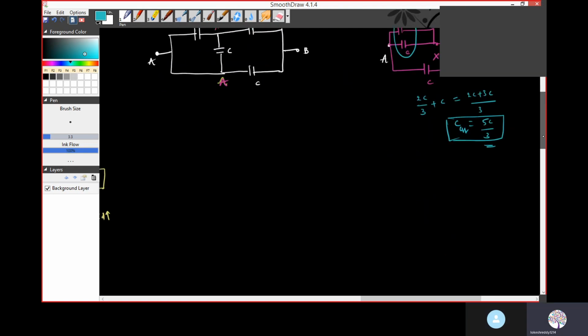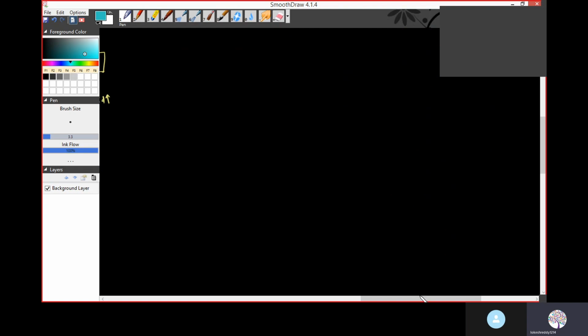Now there is another circuit which is called Wheatstone bridge based circuit. Let's see what a Wheatstone bridge based circuit is. A Wheatstone bridge based circuit is something like this.